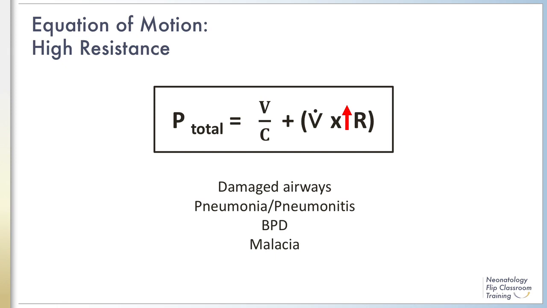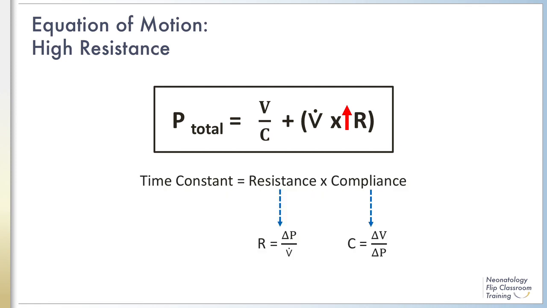Let's move on to diseases with high airway resistance instead of low compliance. In general, lung disorders dominated by high resistance are found in patients whose airways have been damaged because of the disease process itself, and more commonly by the supportive care applied to save the patient's life. The common disease in neonatology dominated by high resistance is bronchopulmonary dysplasia. In patients whose mechanics are dominated by high airway resistance, the time constant is a very large number for the lung as a whole, meaning that it takes a long time to fully inflate and exhale.